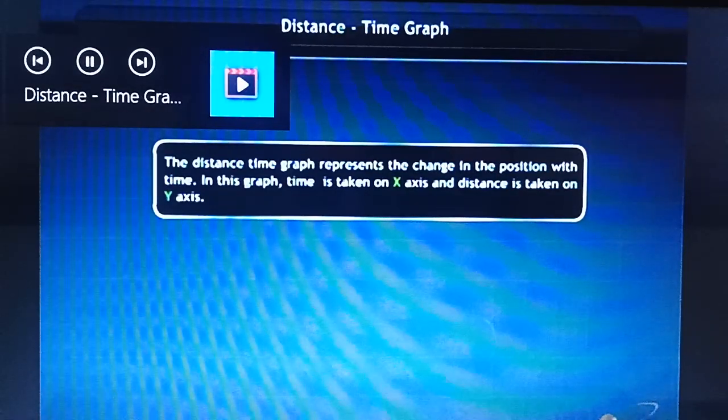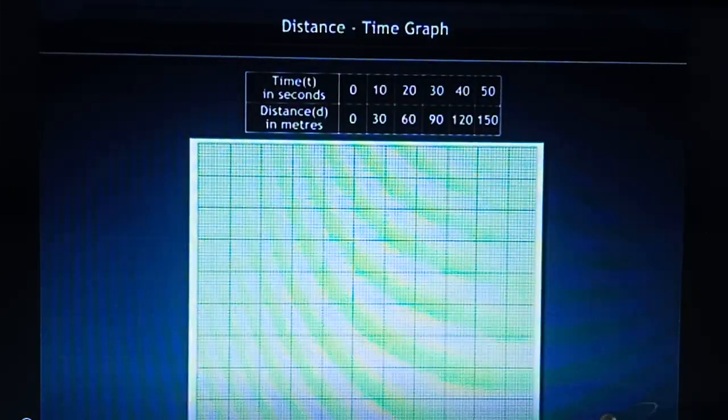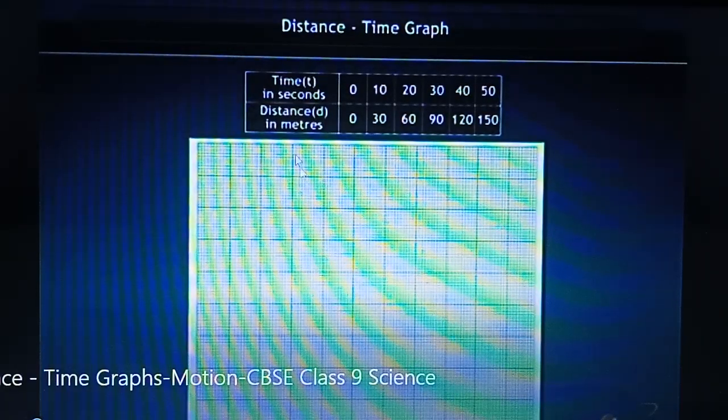The distance time graph represents the change in the position with time. In this graph, we are taking time on x-axis and distance on y-axis. Now let's plot this graph on the graph paper. We are given this table regarding distance measured in particular intervals of time, that is 0 time, we are having 0 distance covered. As the time is increasing, the distance is also increasing. Now we are going to plot this table on the graph.